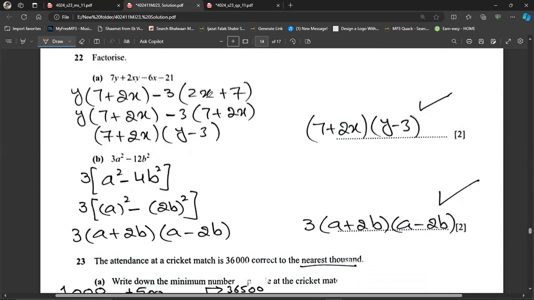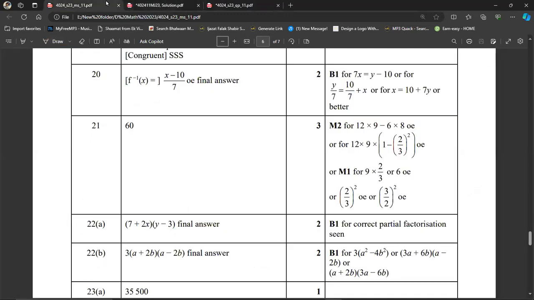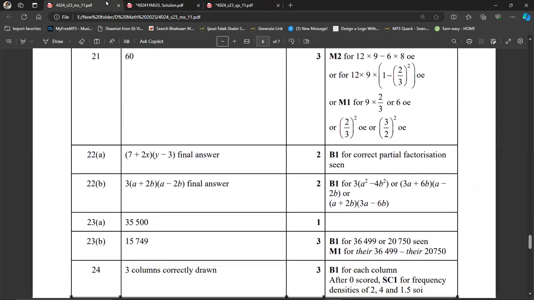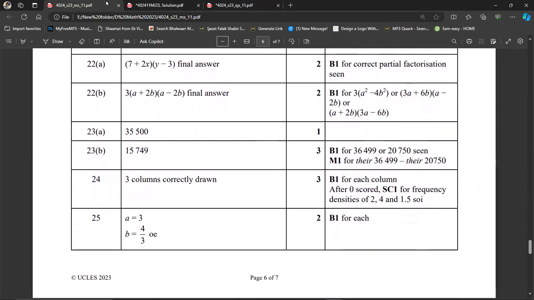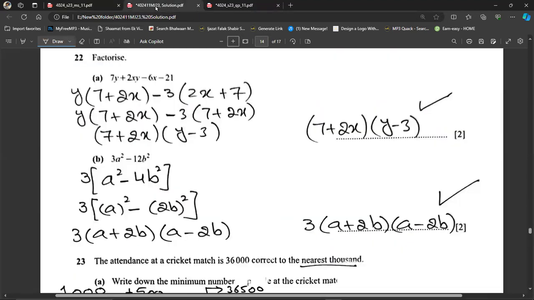So they are the same. I can take this bracket common. When I take this bracket 7 plus 2x common, from here I will have y, and from here I will have minus 3 in the other bracket. So you will have this answer. This is how you factorize it, and this answer is right. This is how this is done.